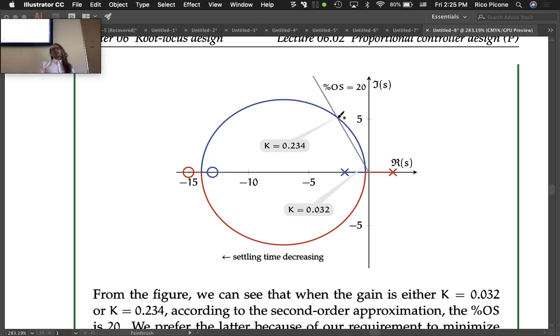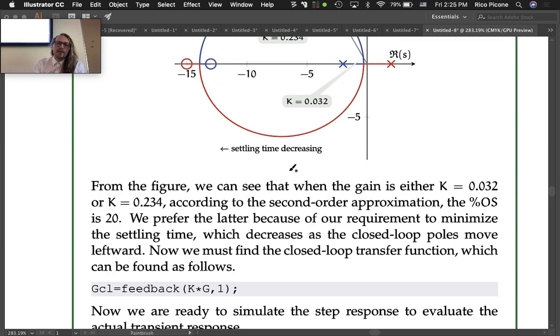Since we have the second design requirement of decreasing the settling time, we want to move leftward as far as possible. So which of these should we shoot for? The more left one. So 0.234 being the gain that we want to shoot for then. So that's going to be the point that we start at for our design. It's based on the second order approximation, but that's a gain that is pretty solid. So let's go ahead and choose that.